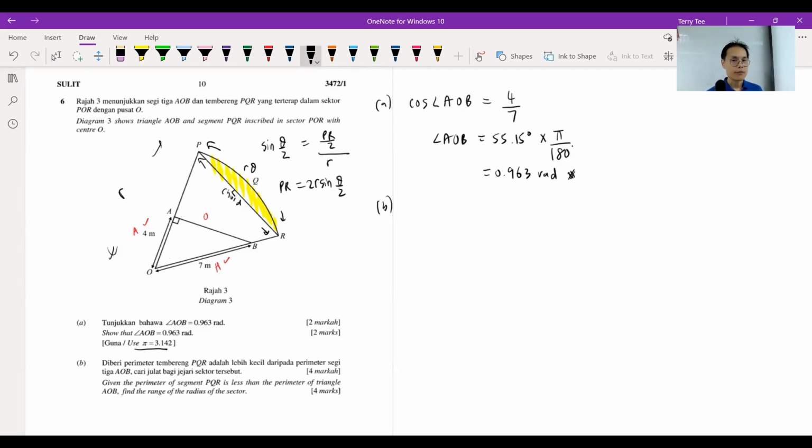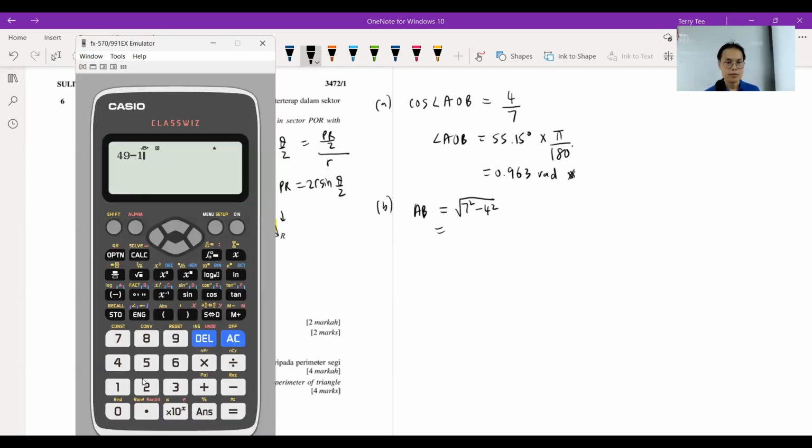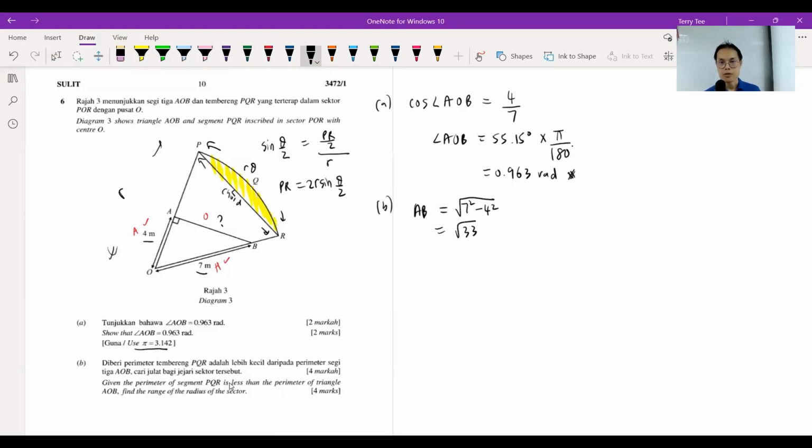AOB. We know 7, we know 4, we don't know AB. Yeah, but AB is not difficult to find. We can just use Pythagoras, which is square root of 7 square minus 4 square, 49 minus 16. That gives us 33, right? So your perimeter of segitiga AOB is actually 4 plus 7 plus square root 33, which is 11 plus square root 33.